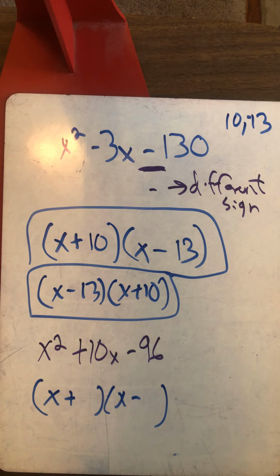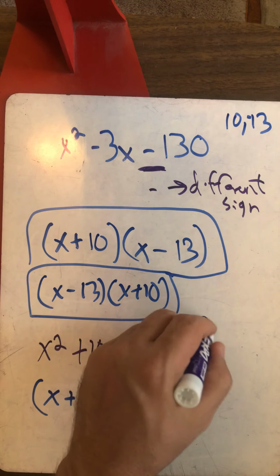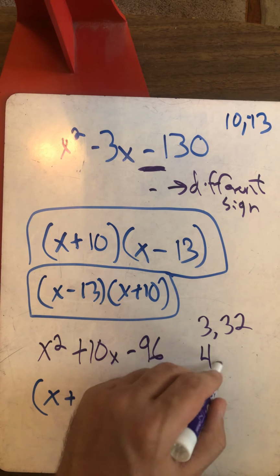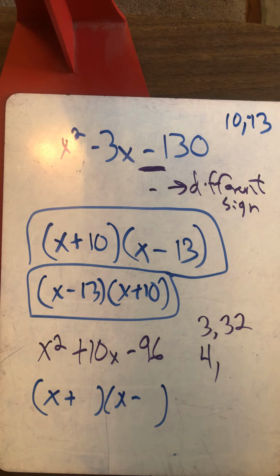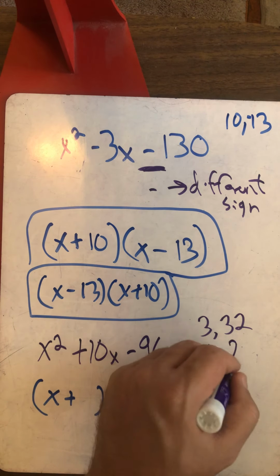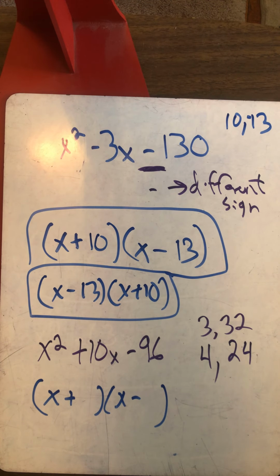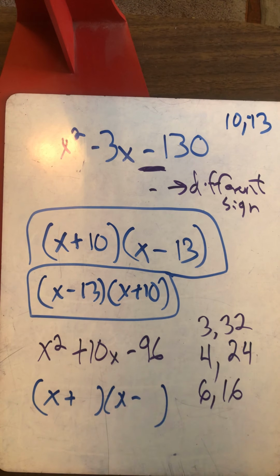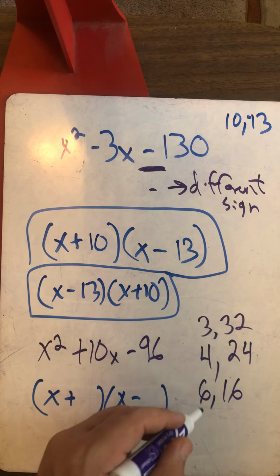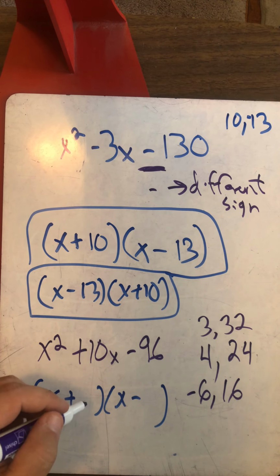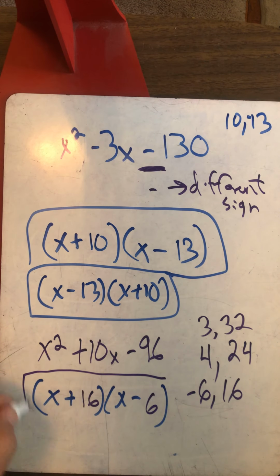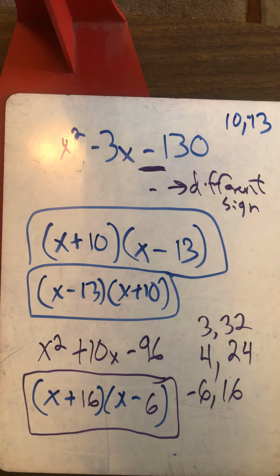Well, there's 1 and 96, 2 and 48. So we'll start with 3 and 32. Nope, not quite. 4 and 24. Nope, not quite. 5, no. 6 and 16. Ooh, okay, so we got to get a positive 10. If we did 16 minus 6, that would do it. So that means this is going to be 16 with a positive, 6 with a negative. And that right there is how you do some of the factoring.